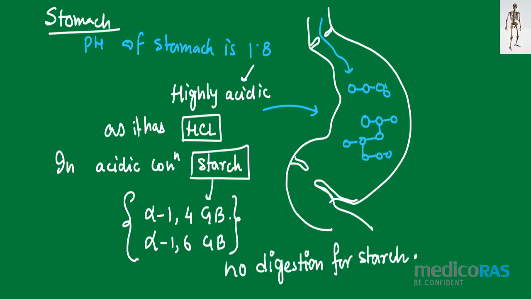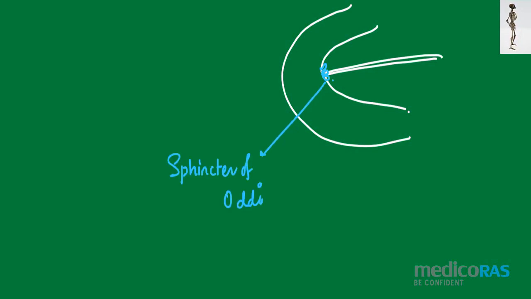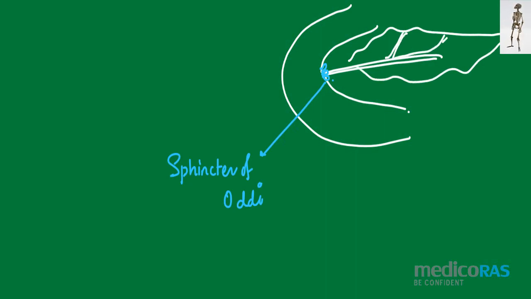Now let's see the U-shaped curve structure, and this is known as the duodenum. In this duodenum, we know there is an opening, and this opening is known as the sphincter of Oddi, which is actually linked with one leaf-like structure like this, and this leaf-like structure has multiple branches like this.